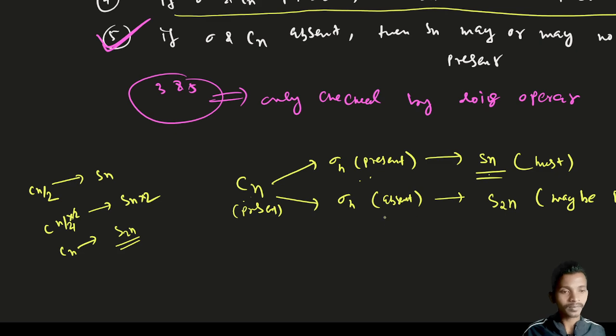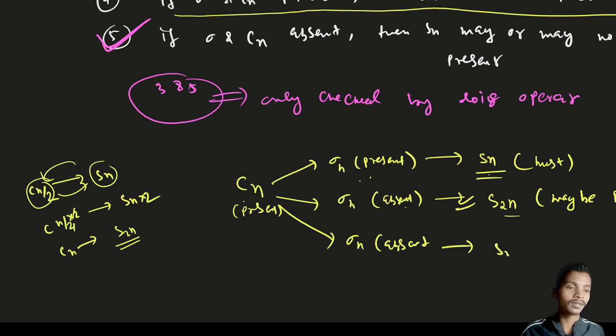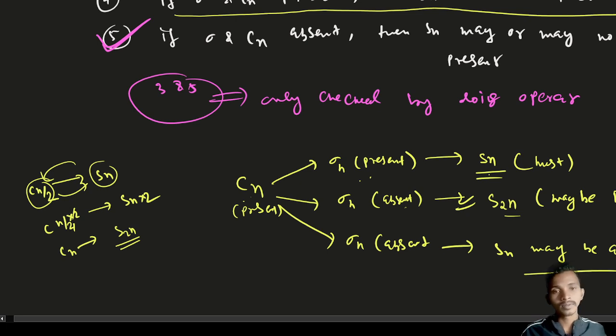But if sigma h is absent, then from here, Cn2 Sn is present, then Cn must be present. But this is present and whether this is present or not, that is not sure. So what I say is that if this is present and sigma h is absent, then S2n may be present. We have to check, there is a high possibility. In the other case, if sigma h is absent, then Sn may be absent. Okay, so the first case is that if sigma h is present, then Sn must be present.